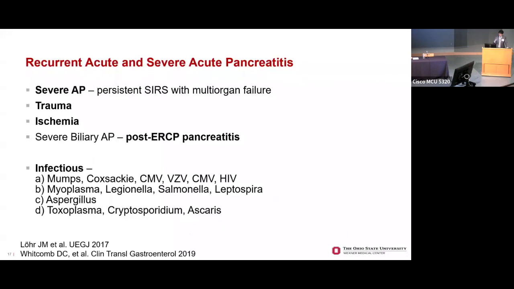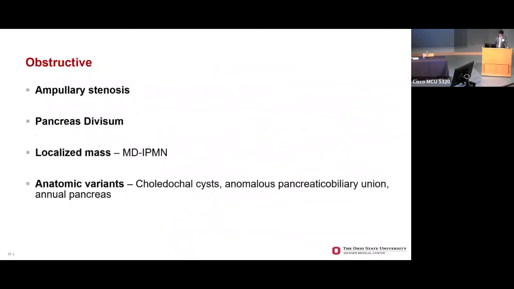And then these are outside of the typical ductal or acinar cells: trauma to the pancreas, ischemia to the pancreas, as well as post-ERCP pancreatitis and infections that we commonly talk about. In terms of obstructive etiologies, the final category, this is something where as advanced endoscopists, we can play a role in diagnosing and treating. So ampullary stenosis is a common etiology, pancreas divisum, localized lesions such as a main duct IPMN, and then very rarely anatomical variants such as choledochal cysts, anomalous pancreaticobiliary unions, and annular pancreas.